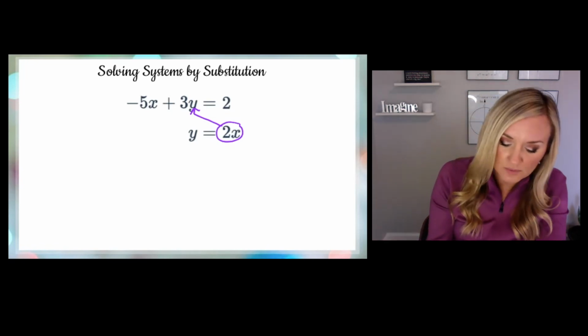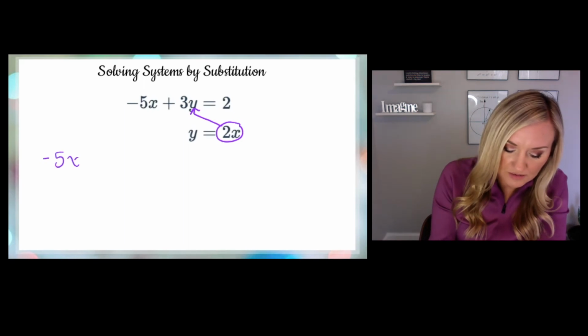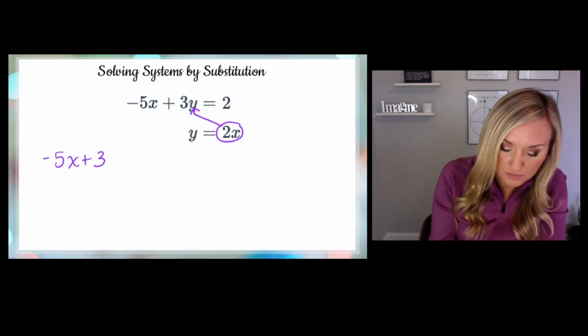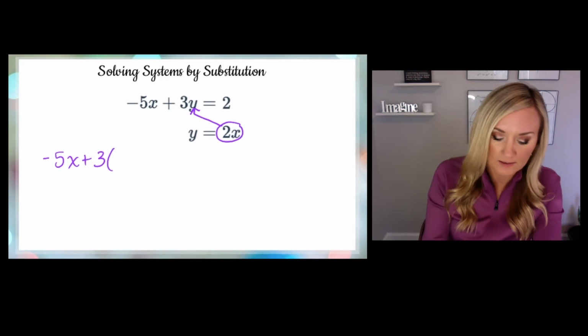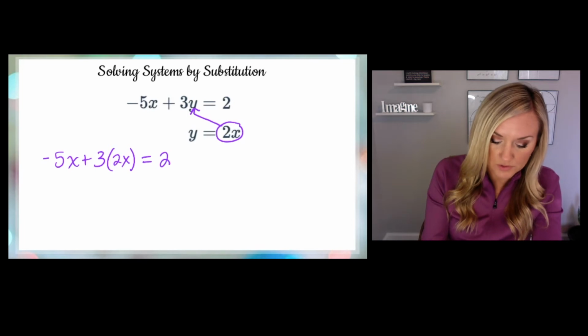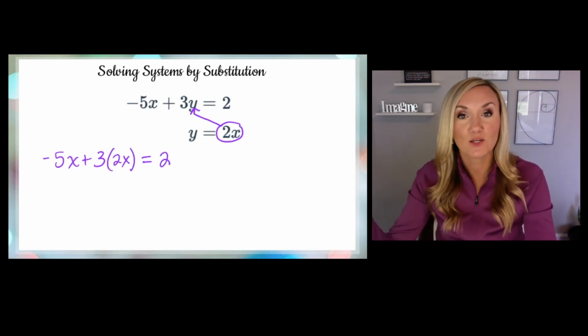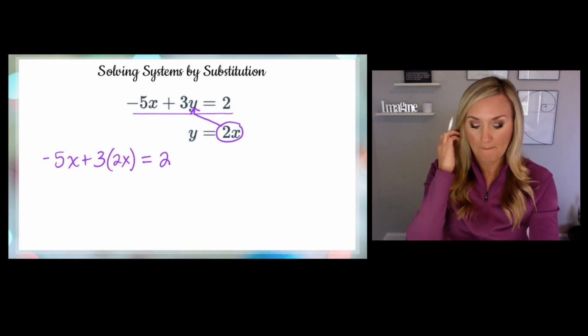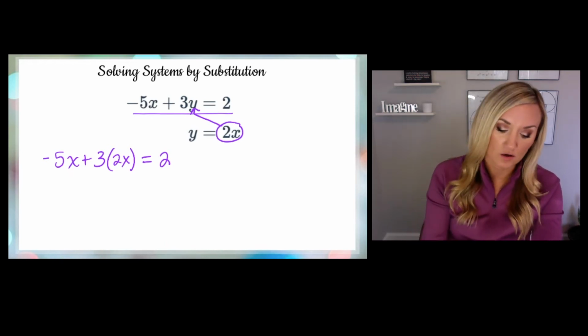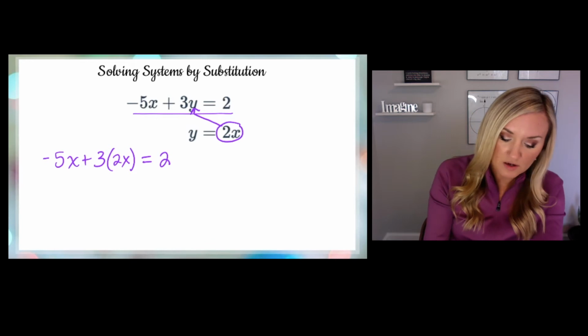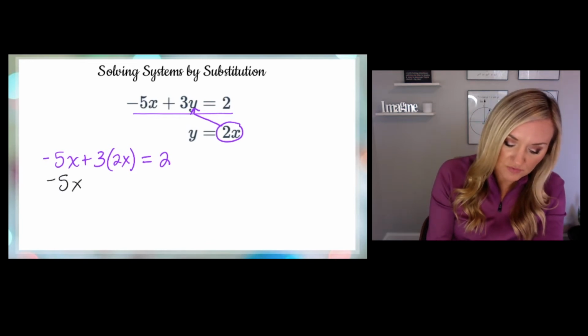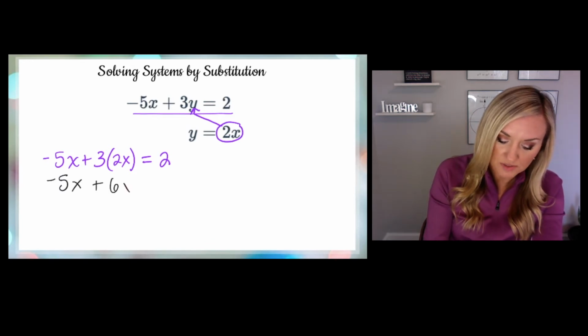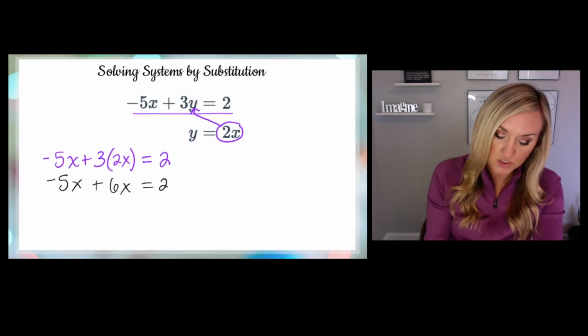Cool. So now what I'm going to do is write -5x plus 3. And instead of y, I'm going to write what y is. Y is 2x. And then I'm going to keep going. Equals 2. Don't forget to continue to keep going on this whole equation right here. So now let's go ahead and solve for x. So I am going to write -5x, 3 times 2 is a plus 6x, equals 2.